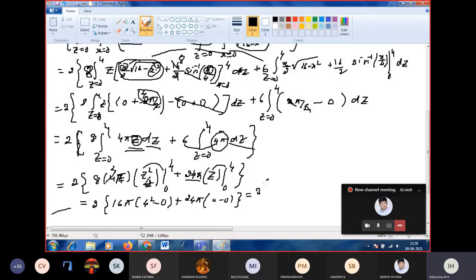Now simplify. 2 into 4 4s are 16. 16 into 16 is 256, so 256 pi plus 24 4s are 96, 96 pi. 256 plus 96 is 352, 352 pi. 352 into 2 is 704. 704 pi, this is our answer. Did you clear all of you?